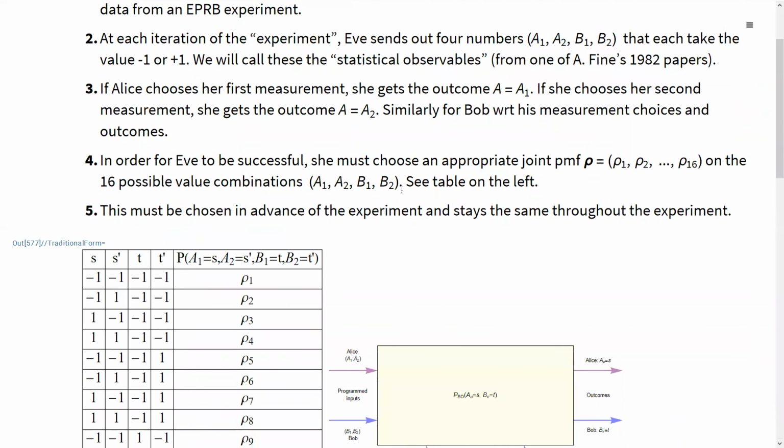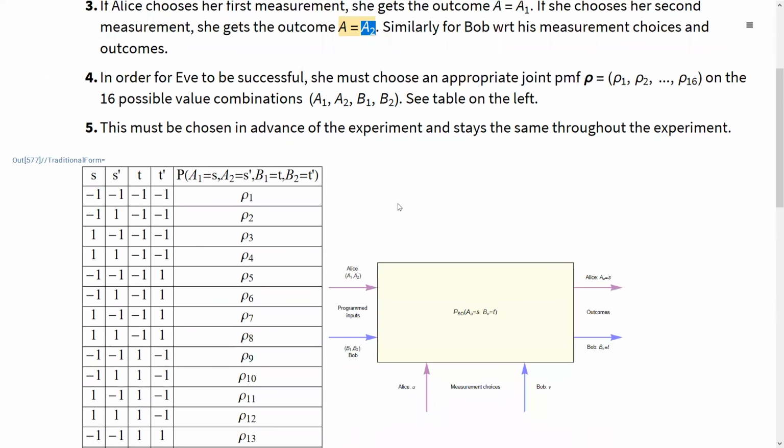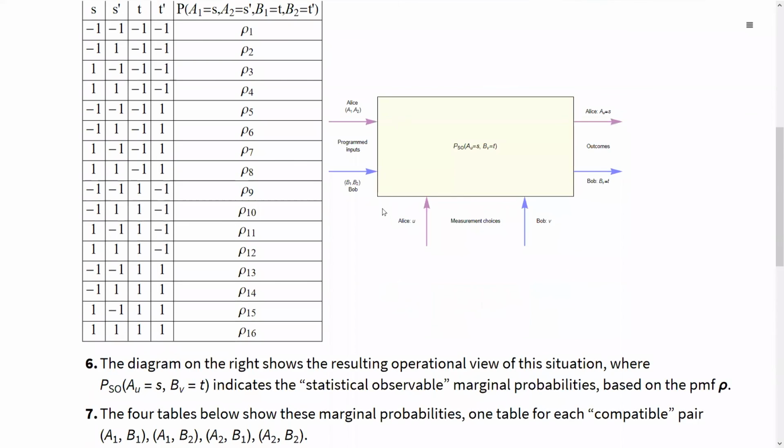This is my last slide, a fable. Suppose Alice and Bob ask their friend Eve to try to fool them into thinking they're receiving data from an EPRB experiment. So Eve sends out 4 numbers, A1, A2, B1, B2. She sends A1 and A2 to Alice. If Alice chooses her first measurement, Alice gets the number A1. If Alice chooses her second measurement, she gets the number A2. Similarly for Bob.